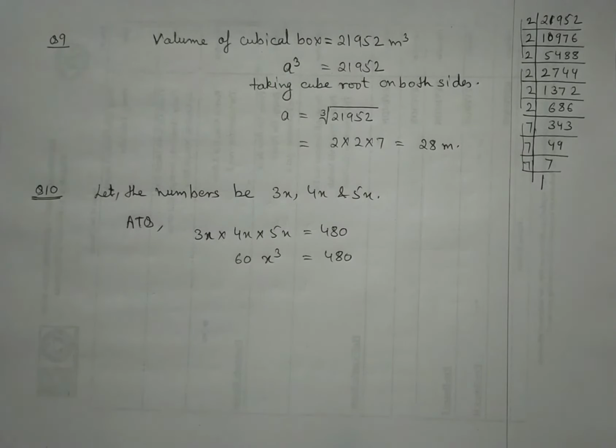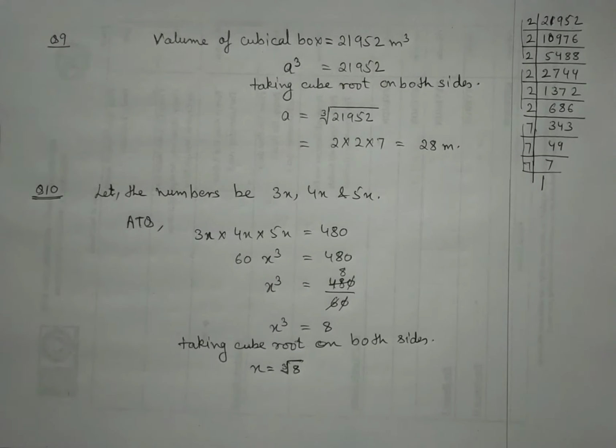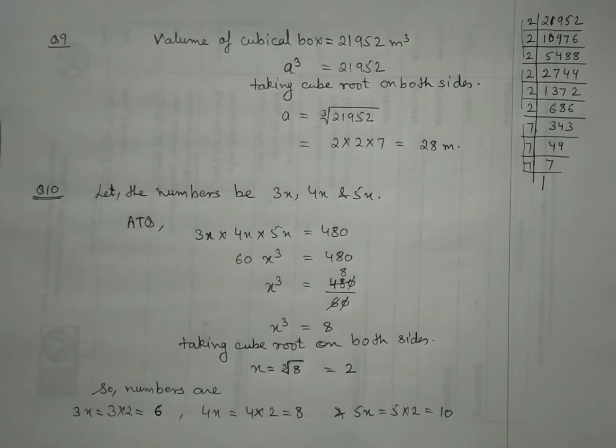Now on making a transpose, x cube will be equals to 8. Then we can take cube root on both the sides to find the value of x, and here we got the cube root of 8, and that is equals to 2. So the numbers are 6, 8 and 10. Now let's move to question number 11.